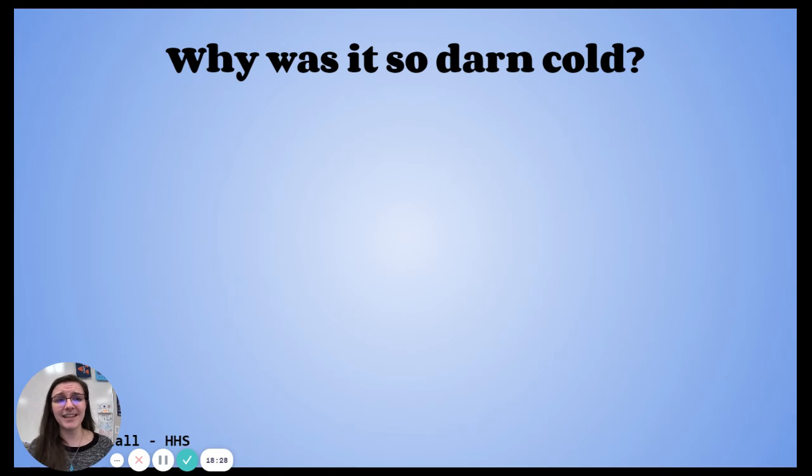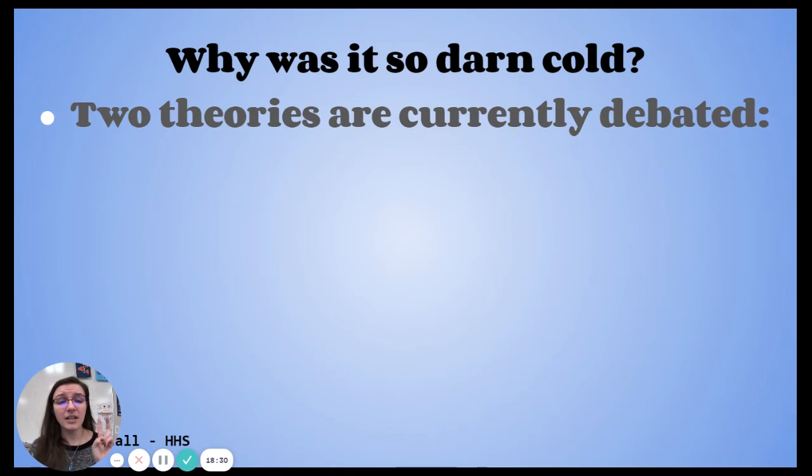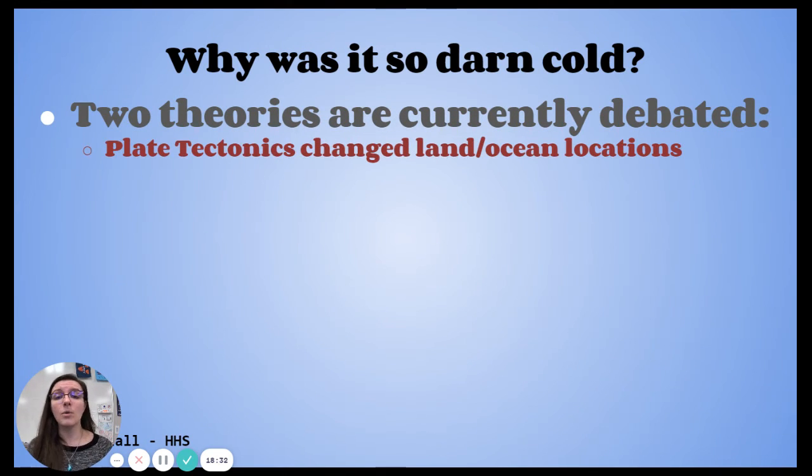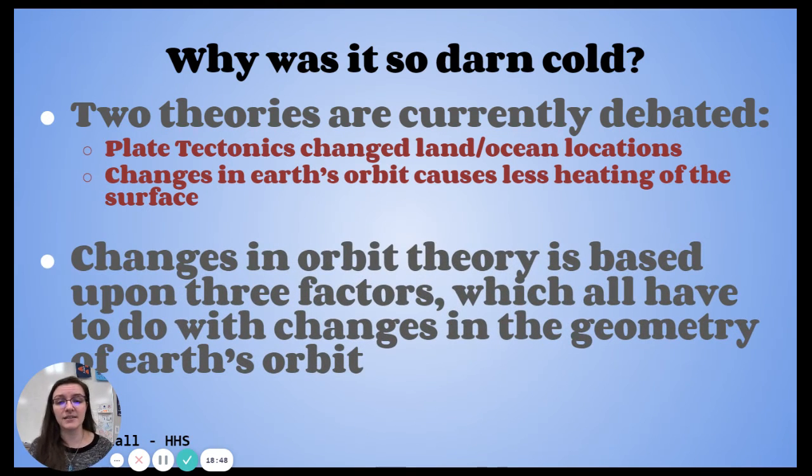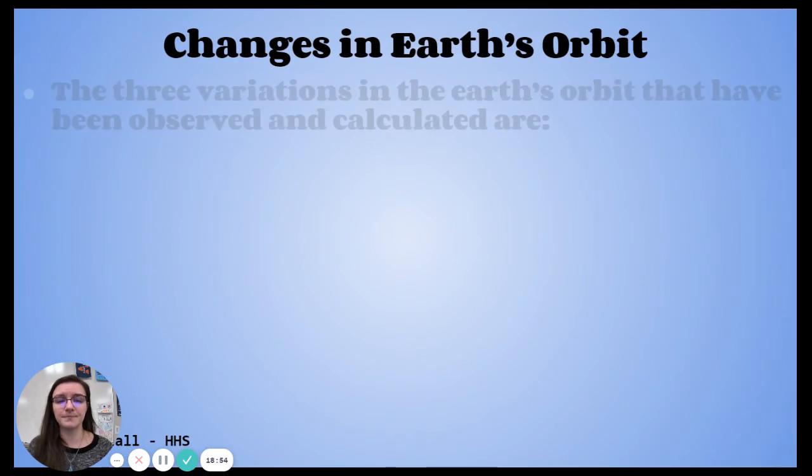How did we end up in an ice age? What happened? There are two main theories. One is that plate tectonics changed land and ocean locations, which messed with ocean currents, which messed with the weather. But the second, and the one we'll focus on, is that changes in Earth's orbit affected how much heat we got on the surface. That's based on three factors that all have to do with the geometry of Earth.